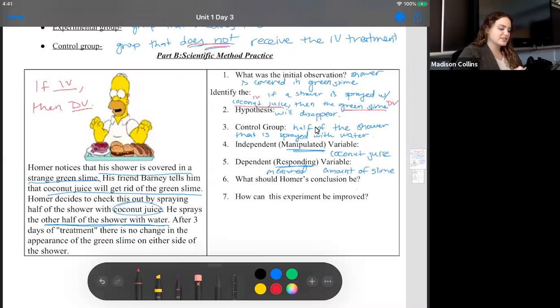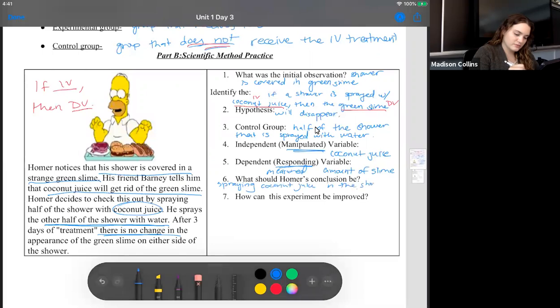All right, 2 more questions. Number 6, what should Homer's conclusion be? Well, it says that after 3 days of treatment, there is no change in the appearance of the green slime on either side of the shower. So unfortunately, it didn't work. So his conclusion should be spraying coconut juice in the shower does not remove green slime.